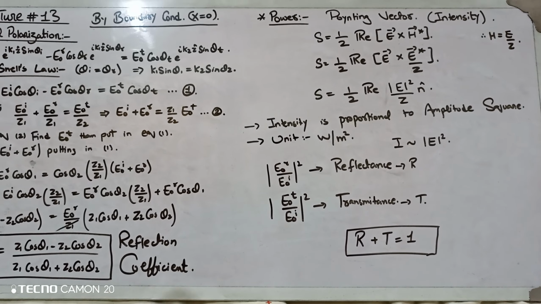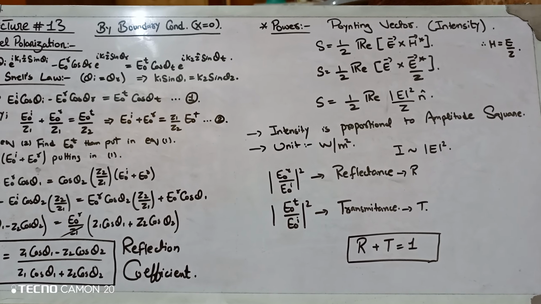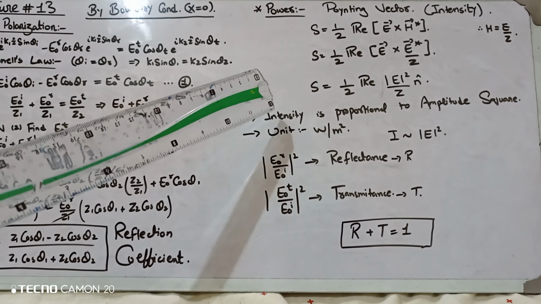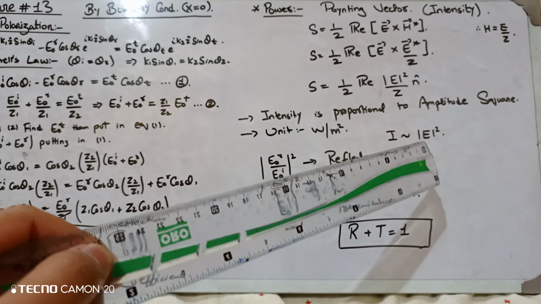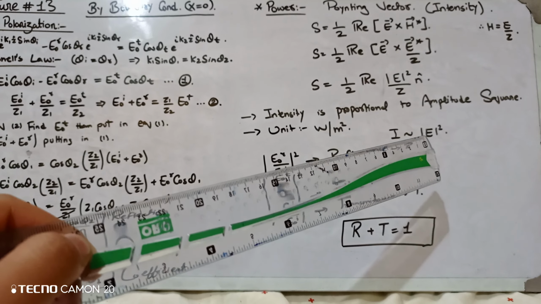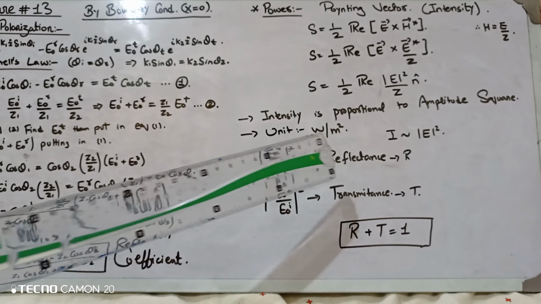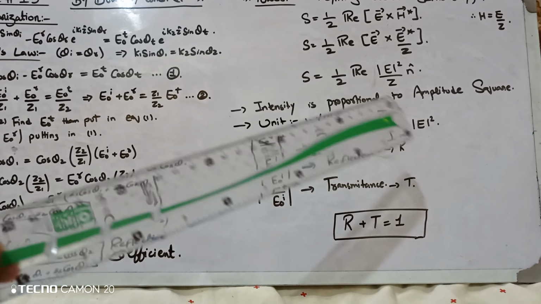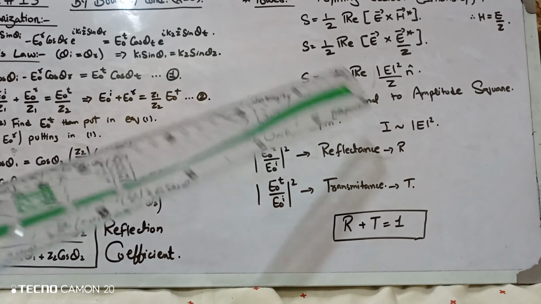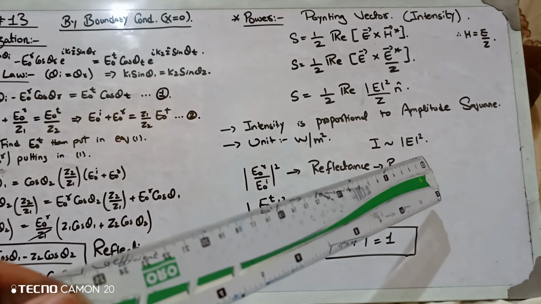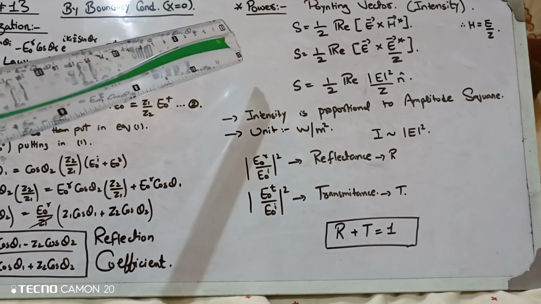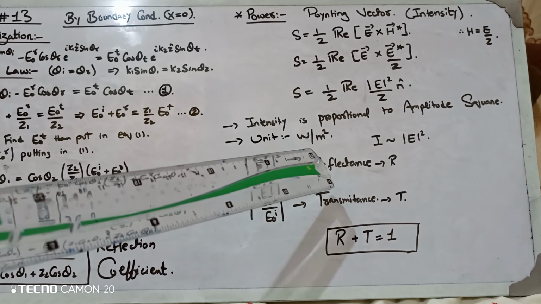Basically, intensity is proportional to the amplitude square. You can see this is the amplitude of the electric field, so you can easily define that the intensity is proportional to the amplitude square. Taking the amplitude squares of either, you get the intensity. We have amplitudes here, we already found the reflection coefficient as well as the transmission coefficient. By taking their squares, you can easily find the intensity of those amplitudes, and the unit of this intensity is watt per meter square.